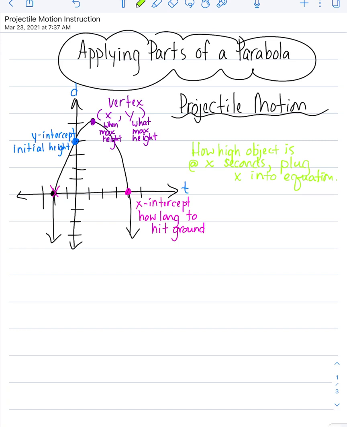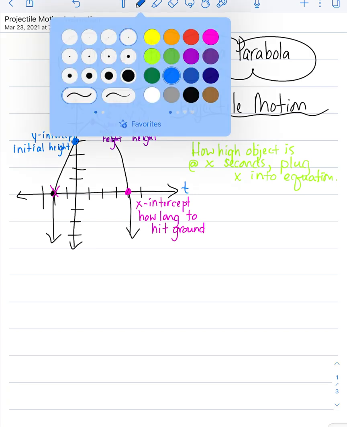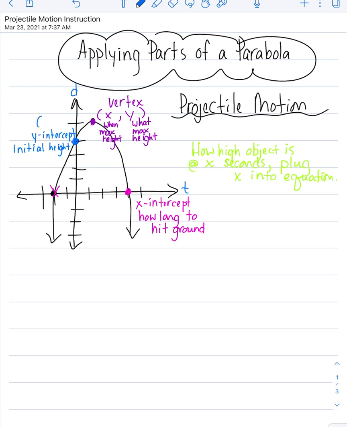So let's talk about this specific object. Let's say you're throwing a baseball. So all of these dots, I want you to pretend they're a baseball. So let's talk about the y-intercept. This baseball is 4 feet off the ground when you throw it. So my y-intercept is 4, so this baseball was thrown from a height of 4 feet off the ground.